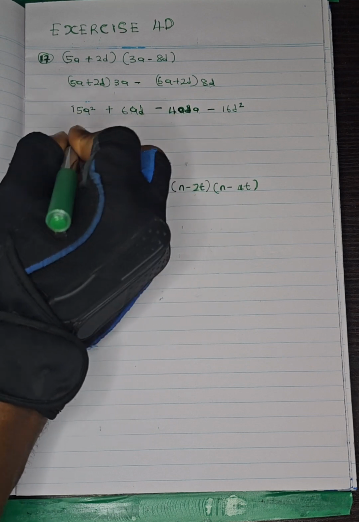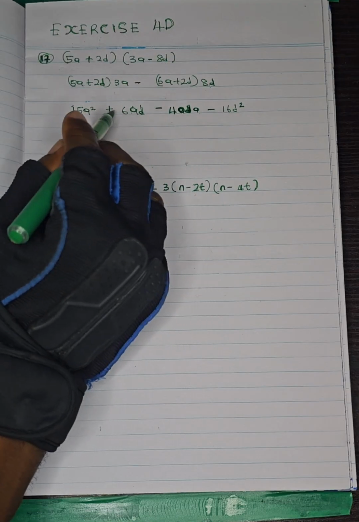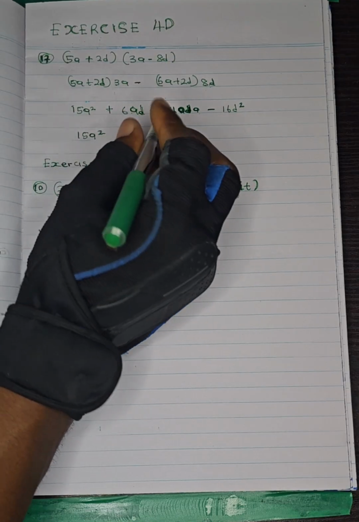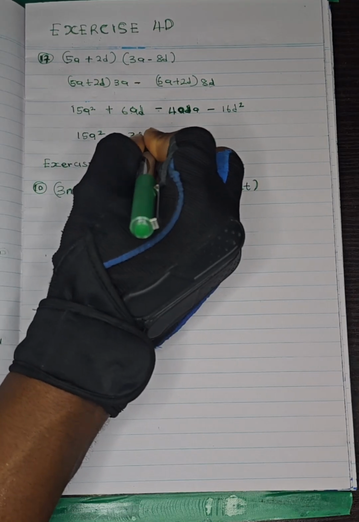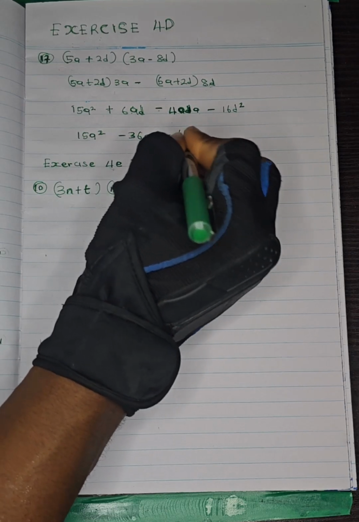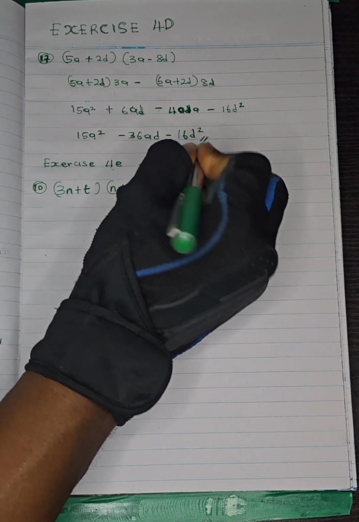So we have 15a squared. I have plus 4AD minus 40AD. So plus and minus will give you minus 36AD minus 16d squared. So this is our final answer.